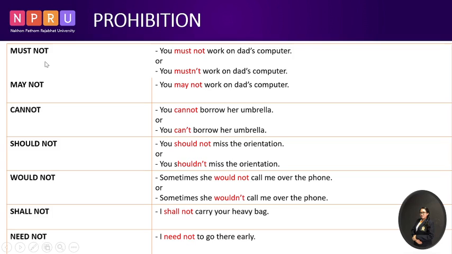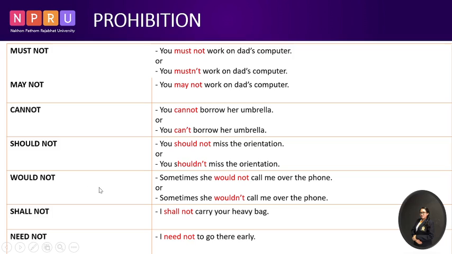for the words must not or may not, you could say, you must not work on Dad's computer, or you mustn't work on Dad's computer, or you may not work on Dad's computer. For the cannot, you could say, you cannot borrow her umbrella, or you can't borrow her umbrella. Should not, you could say, you should not miss the orientation, or you shouldn't miss the orientation.